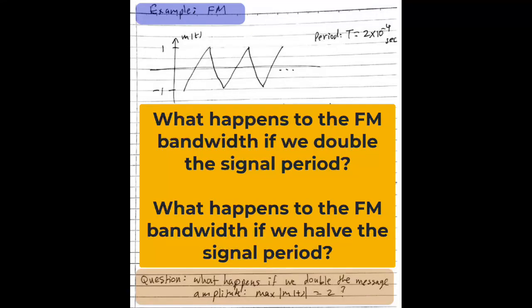We can also ask the question, what happens if we double the signal period or cut the signal period in half? In both these cases, you should be able to see that delta F remains the same, but the message bandwidth will change proportionally. With double the message signal period, the message bandwidth is cut in half, giving an estimated FM bandwidth of 215 kilohertz. With half the message signal period, the message bandwidth doubles, giving an estimated FM bandwidth of 260 kilohertz.